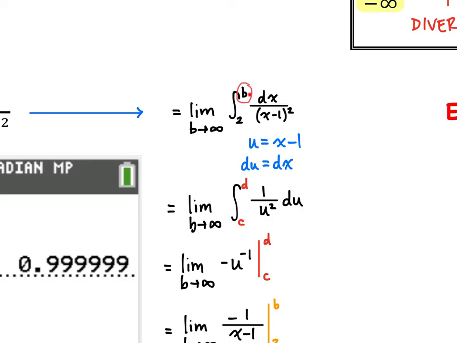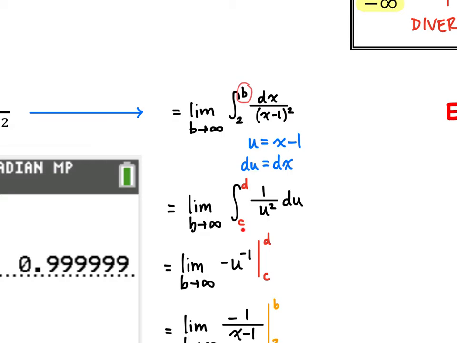So now instead of infinity, we have the integral from 2 to b. And now we can integrate this as we normally would. So we would do a u substitution. u is x minus 1, so then du is dx. So now the limit continues all the way through until we're ready to actually take the limit.